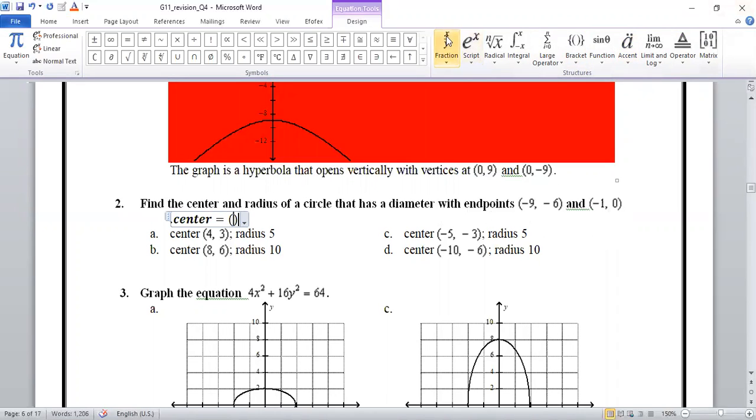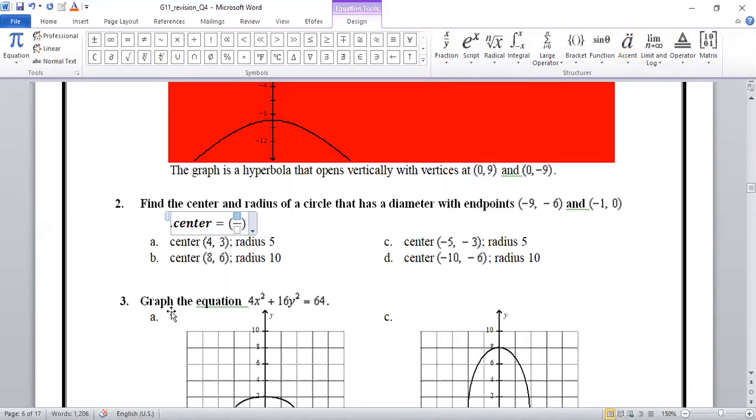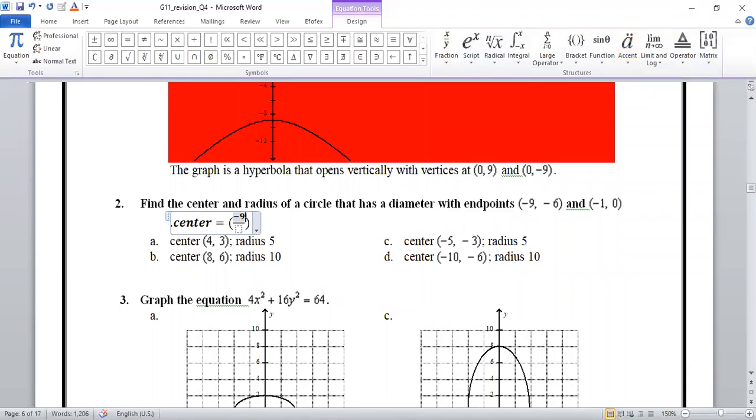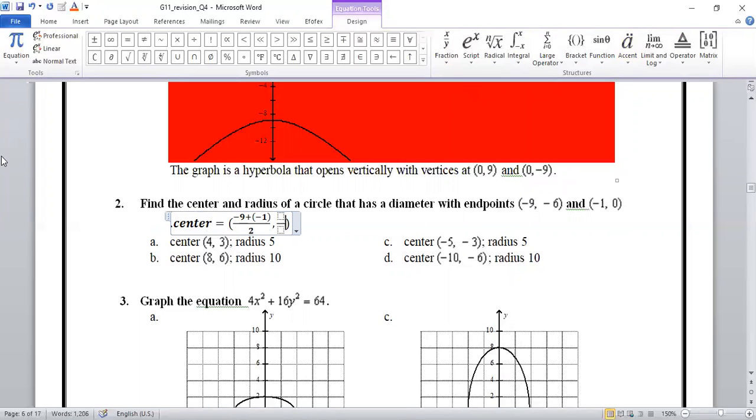Okay, first one, the average between x's: -9 plus -1, over 2. And comma, the average between y's: the two y's, -6 and 0, so -6 plus 0 over 2.